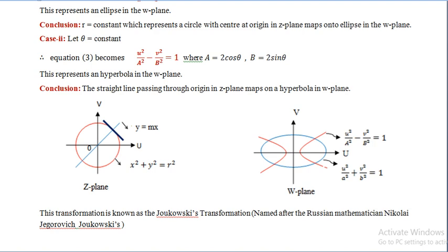So this transformation, z plus 1 by z, is known as the Joukowsky transformation, named after the Russian mathematician Nikolai Joukowsky. In the next video we will discuss bilinear transformation. So these are the three important transformations: one is w equal to z square, another is w equal to e to the power z, and the third one is w equal to z plus 1 by z. So these three proofs are important. Thank you.